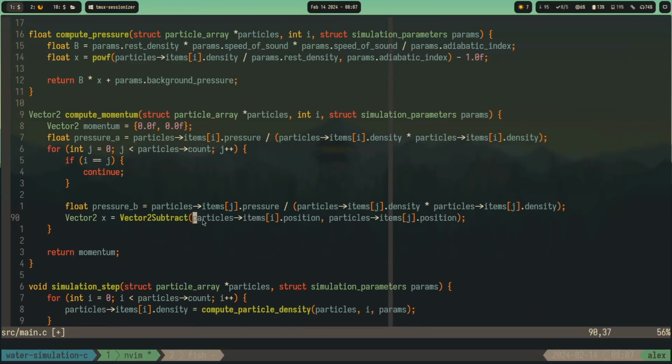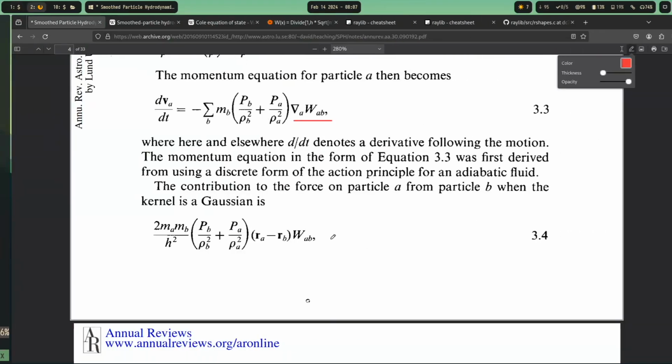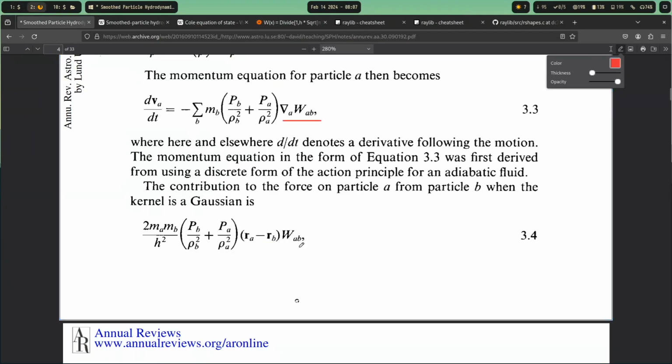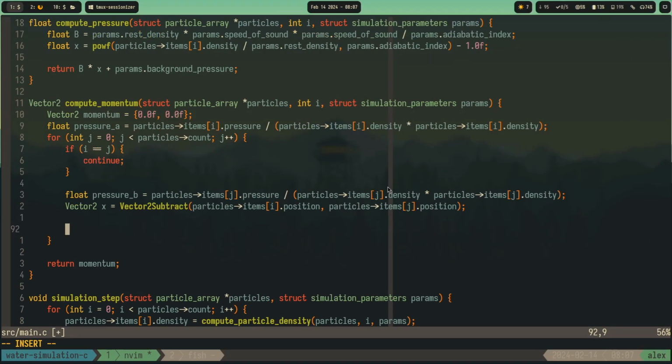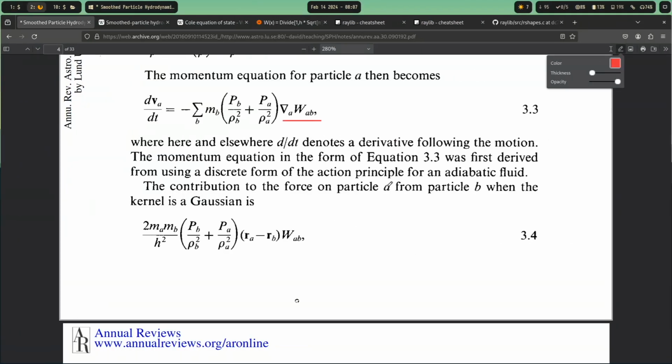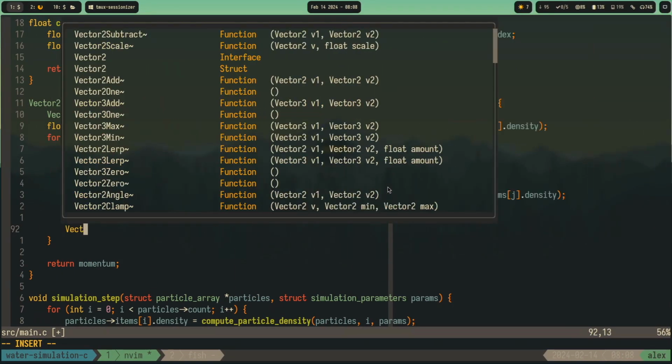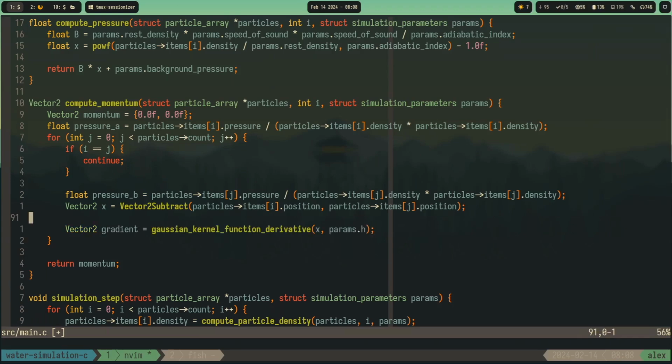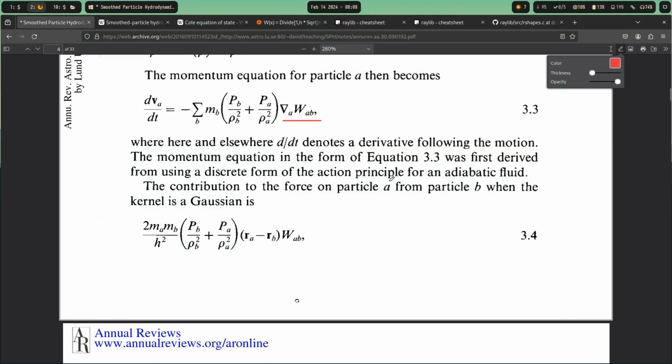Okay, we get the x vector, or I mean what we're gonna pass to that, and pretty much that's it. We need to say something like vector to gradient. We pass the gradient, so we get the gradient.